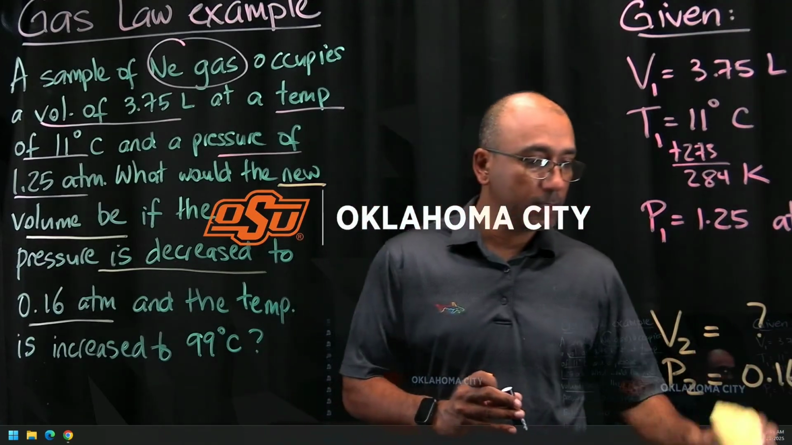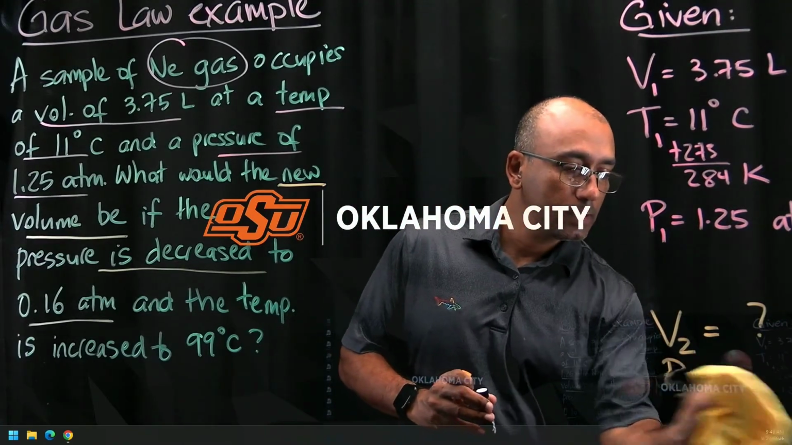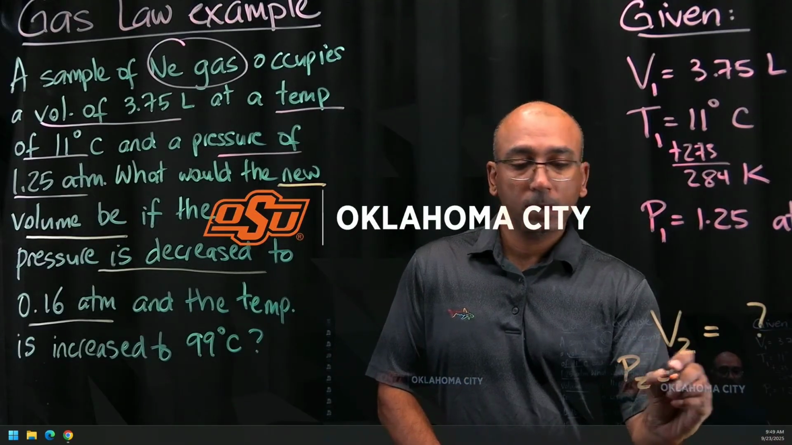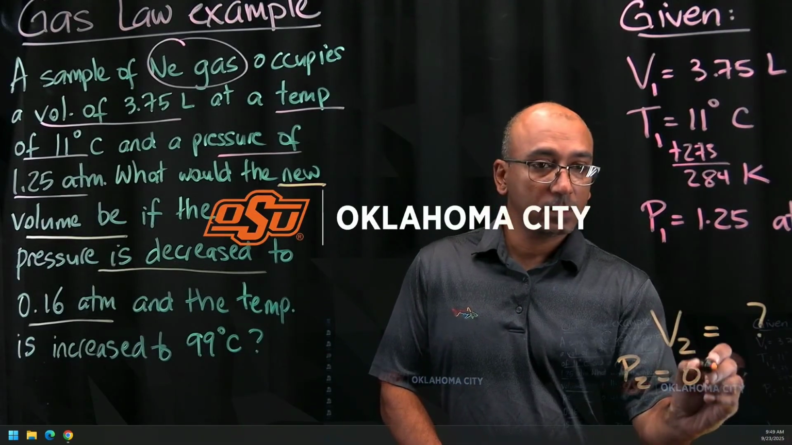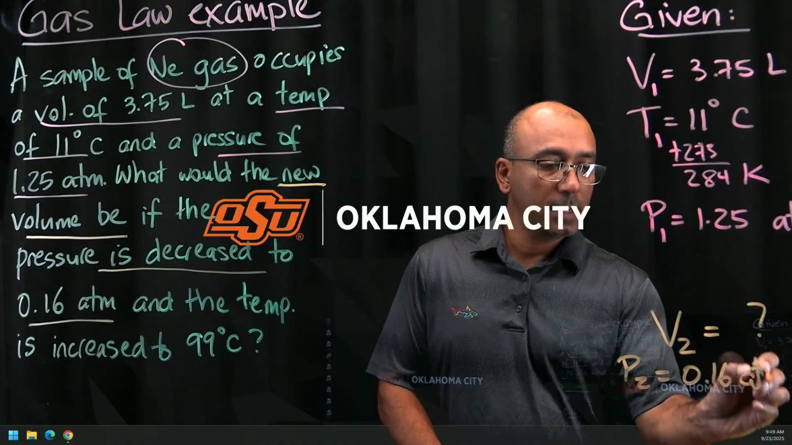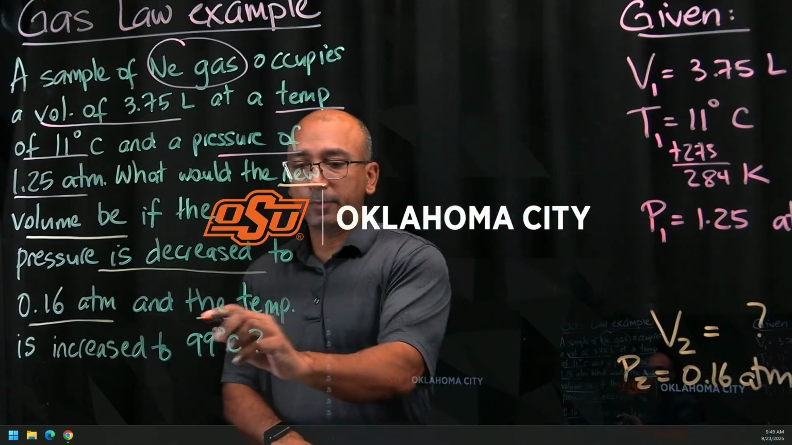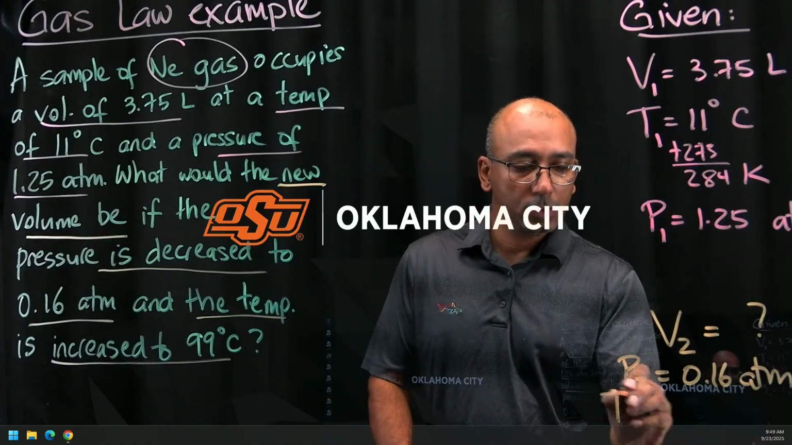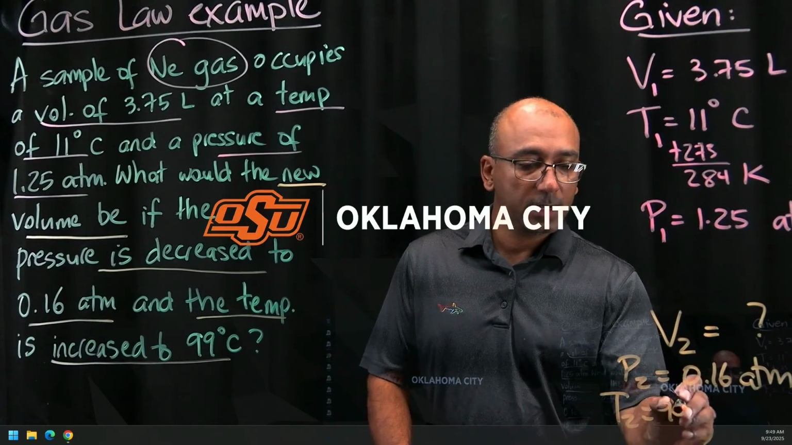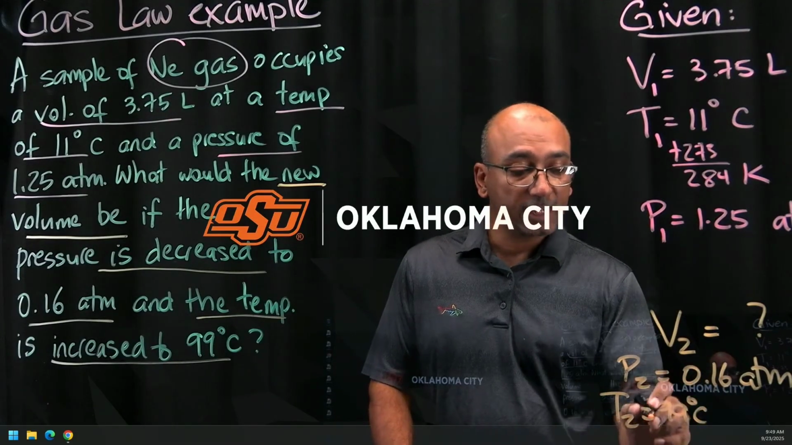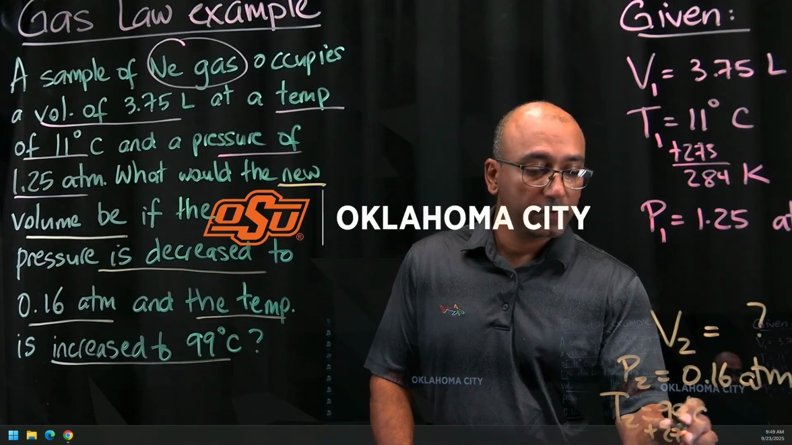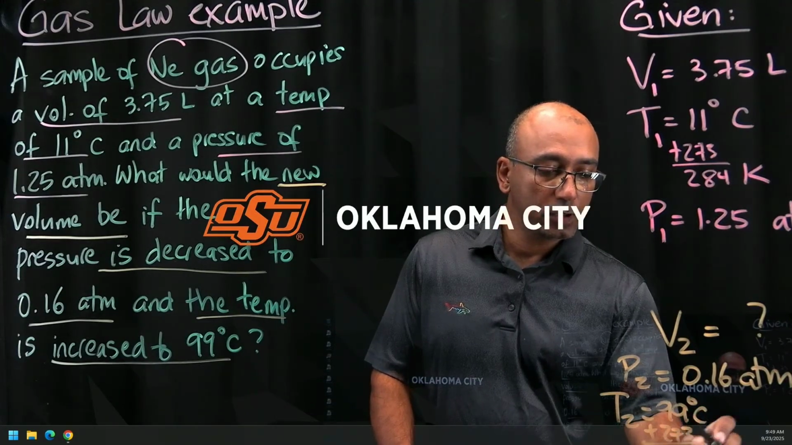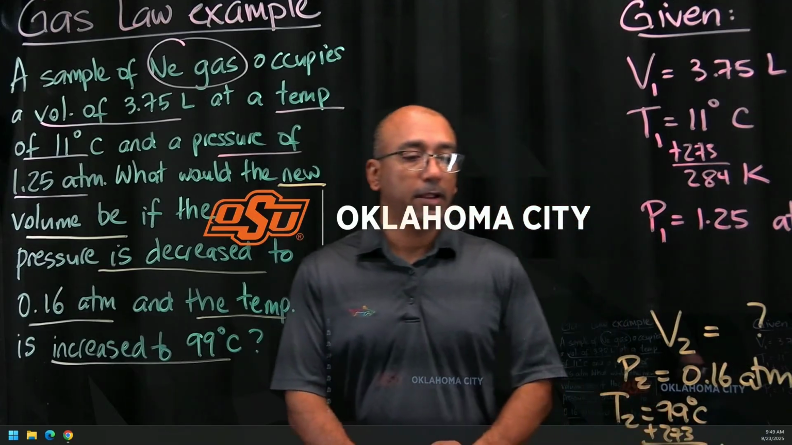Let me write this a little bit to the left so we can read that. So that's P2, 0.16 atm, and then we have a final temperature that's raised to 99 degrees Celsius. So T2 is 99 degrees C. We want to convert that to Kelvin right away, so we add our 273 to this. Okay, and that's going to give us 372 Kelvin as my final temperature.